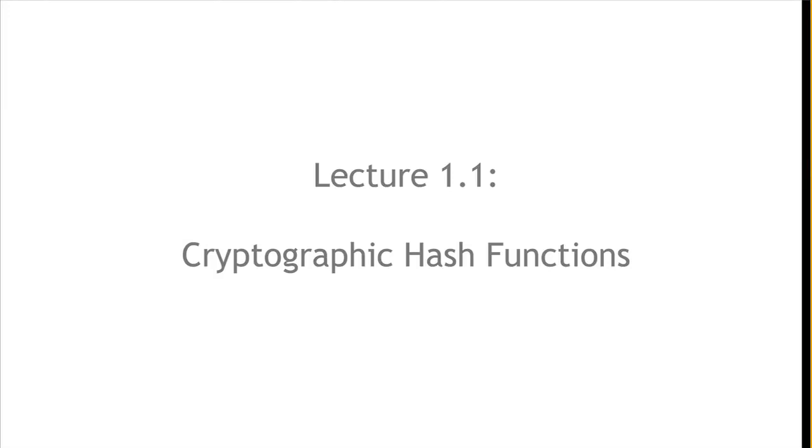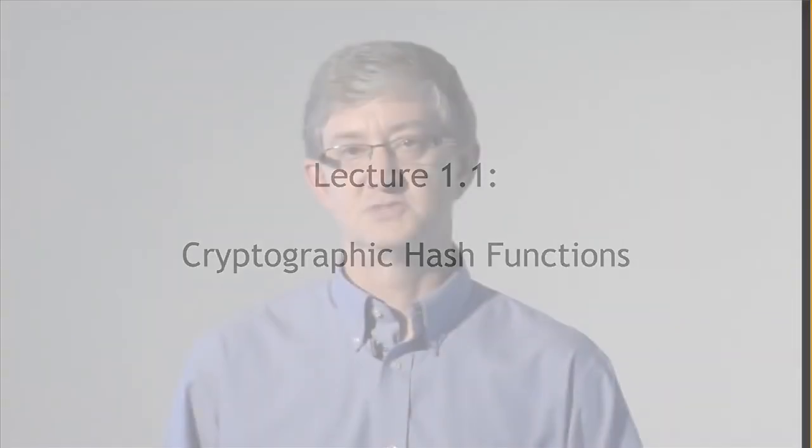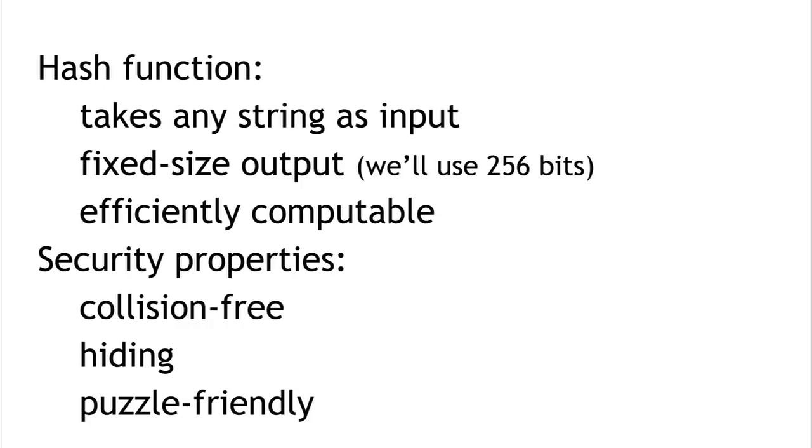In segment 1.1, we're going to talk about cryptographic hash functions. We'll talk about what they are and what their properties are, and then later we'll move on and talk about what their applications are. So a cryptographic hash function is a mathematical function, and it has three attributes that we need to start with. First of all, a hash function can take any string as input, absolutely any string of any size. It produces a fixed-size output. We'll use 256 bits in this series of lectures because that's what Bitcoin does. And it has to be efficiently computable, meaning given a string, in a reasonable length of time, you can figure out what the output is.